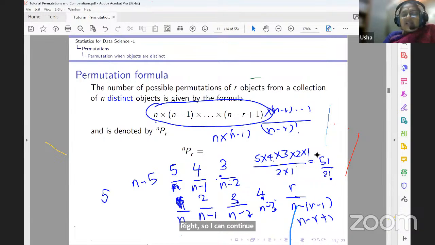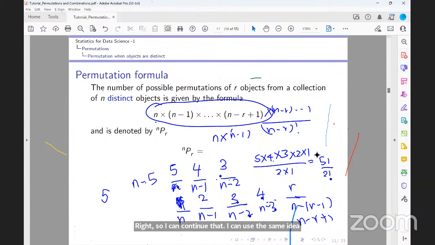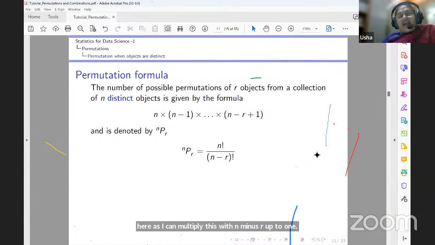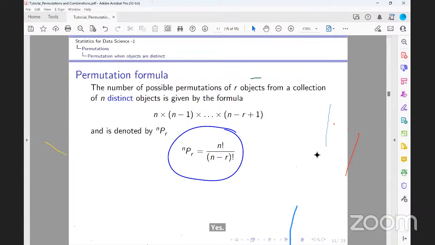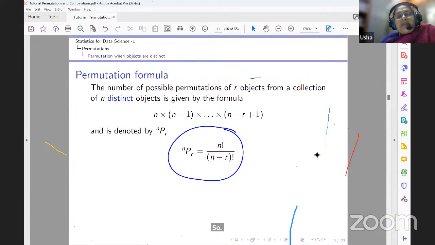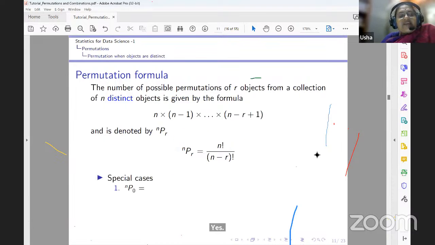I can do the same thing. The same idea I can do it here, right? So would you all agree that this NPR is nothing but N factorial by N minus R factorial? So that is how we get this formula for NPR. And you can see if R equal to 0, since 0 factorial is 1, it is equal to 1.